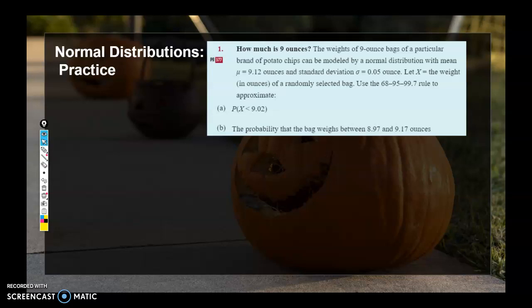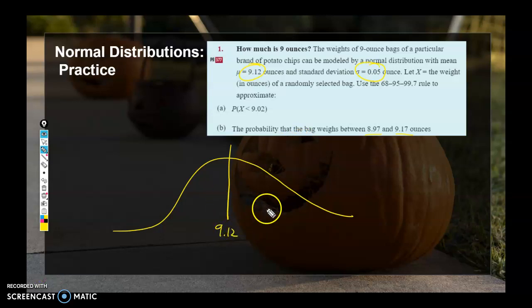Okay, let's now do B. So the probability that the bag weighs between 8.97 and 9.17 ounces. So let's go back to our normal distribution, right? We know that we have a center of 9.12 and a standard deviation of 0.05. So 9.12 goes in our center.